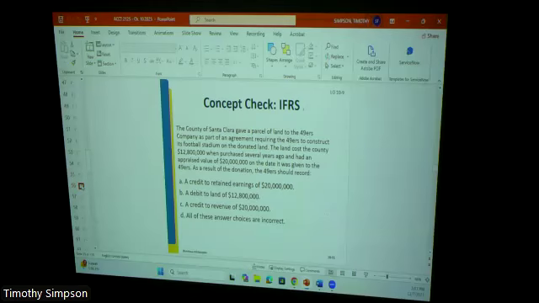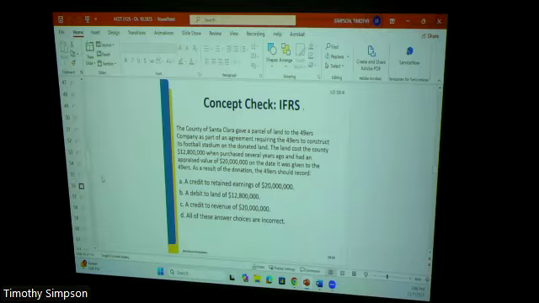In this example, we have the County of Santa Clara giving a parcel of land to the 49ers, I'm assuming that's the football team, as part of an agreement requiring them to construct a football stadium on the donated land. The land cost the county $12,800,000 when purchased several years ago, and had an appraised value of $20 million when the deed was given. $20 million, if it's an appraised value, that's a fair market value. Now remember, we're treating these exchanges of assets at fair market value typically. So the question is, how should we record this?